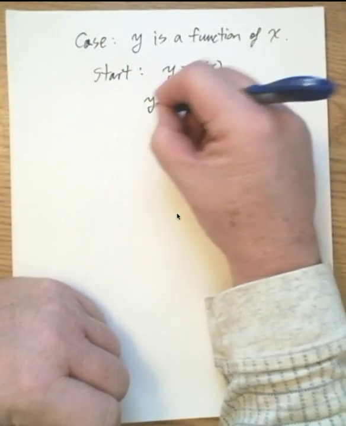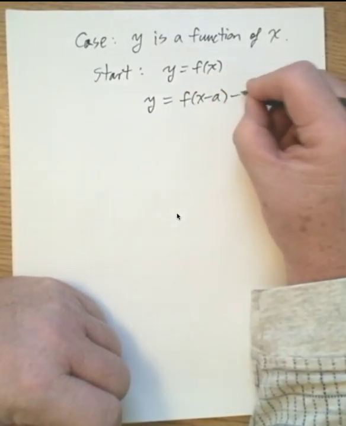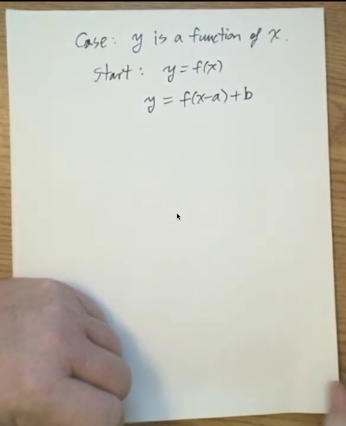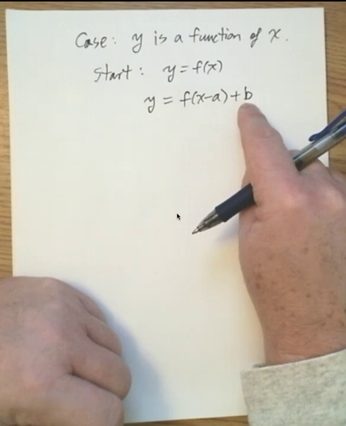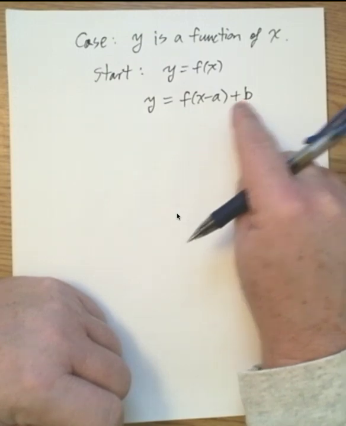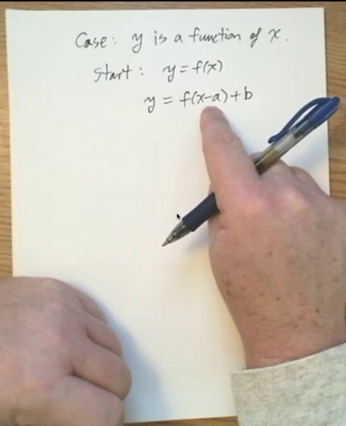I go y equals f of x minus a plus b. Now, it's probably very easy to see that you're actually shifting b units in the y direction. Now, b may be a negative number, remember. Okay, so it could be up or down. But you're shifting b units in the y direction. Here, what are you doing in the x direction? You're replacing x by x minus a. So you're actually shifting a units in the x direction.